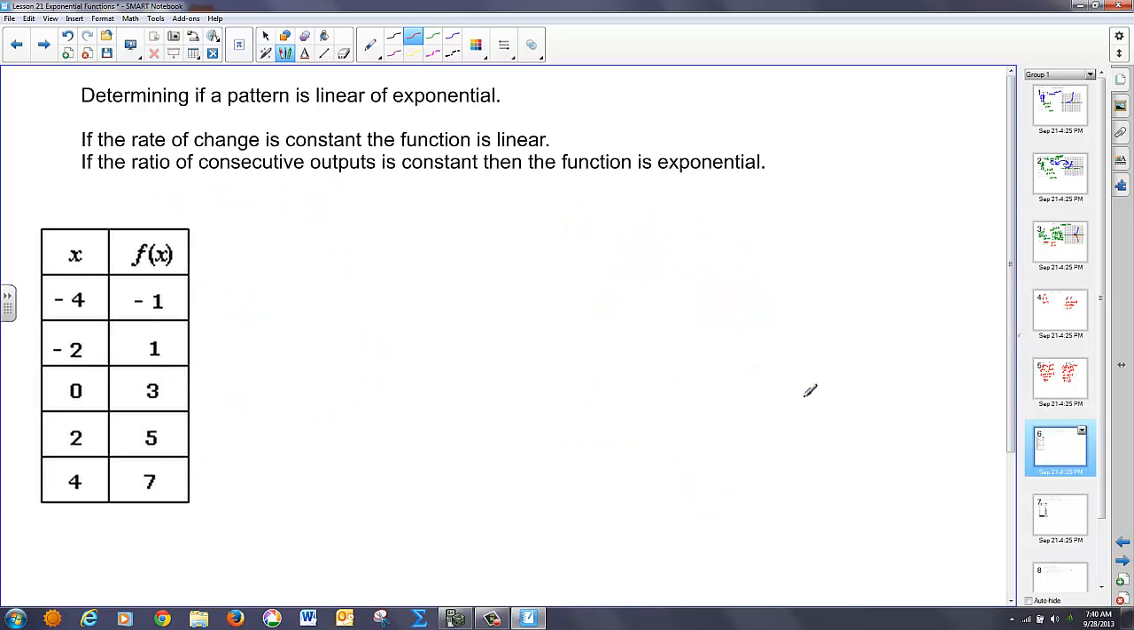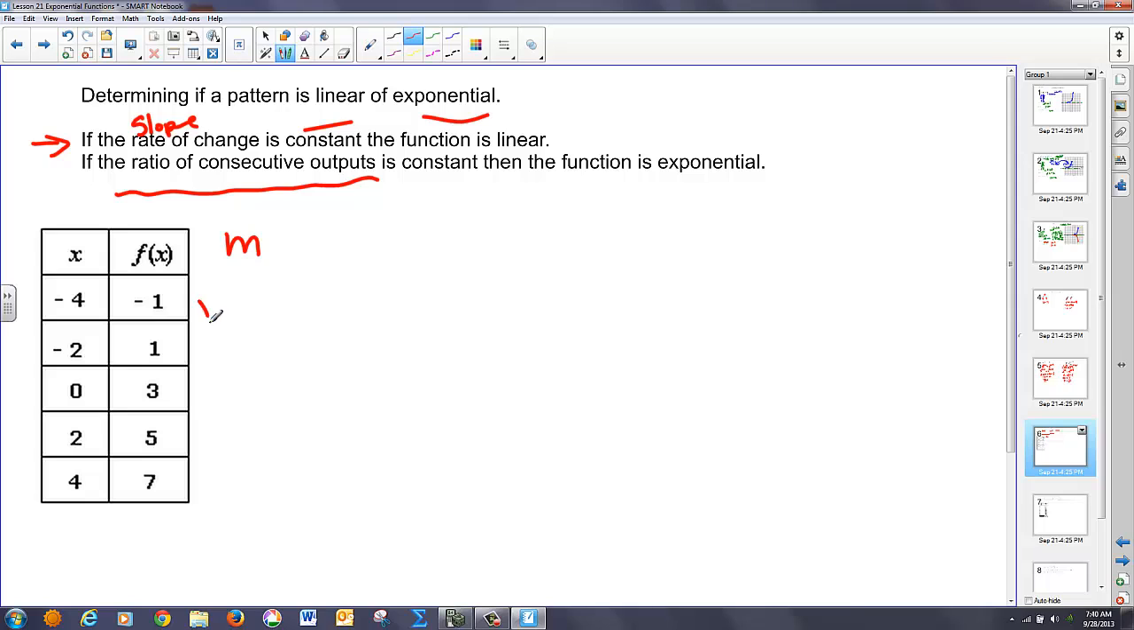Alright, so the next thing we're going to do is determine if we've got a linear or an exponential pattern. It's basically the case that if the rate of change, which means the slope, from point to point is constant, it's linear. If the ratio of consecutive outputs, this is new, is constant, then it's an exponential function. So let's take a look and calculate the slope from point to point. I'll put m right here.